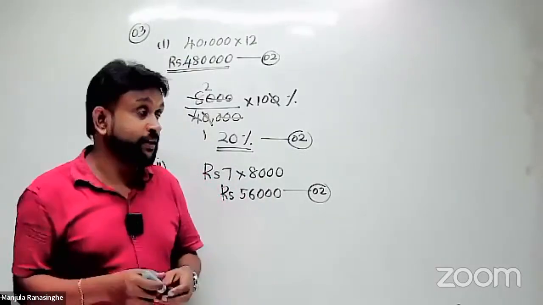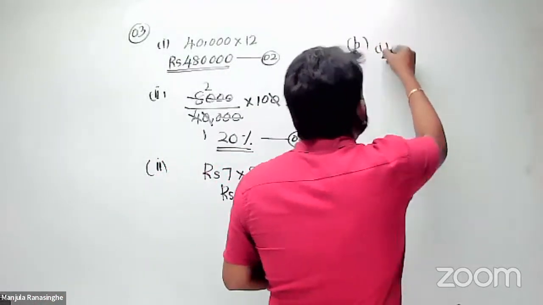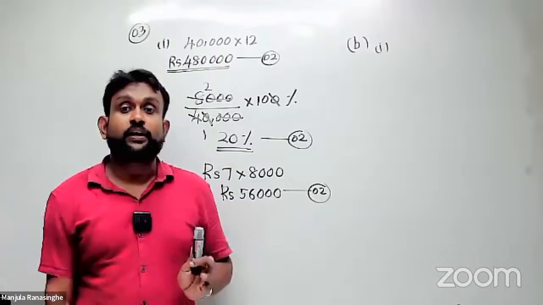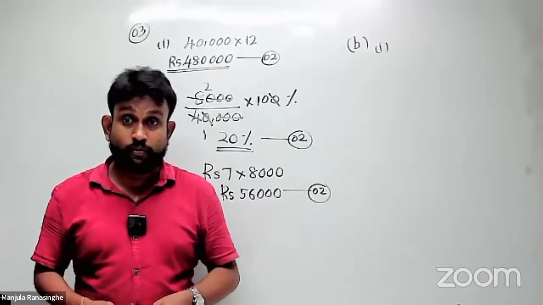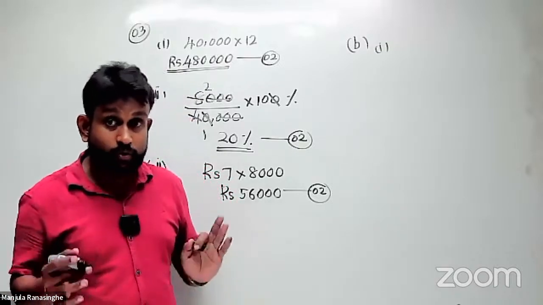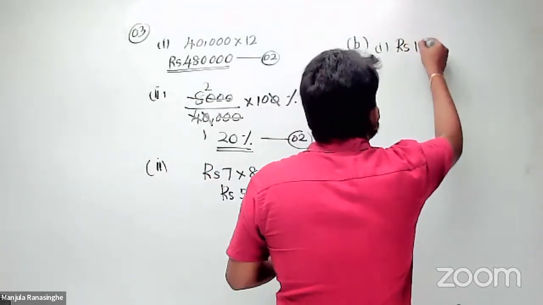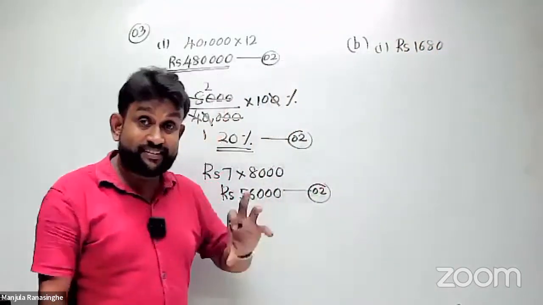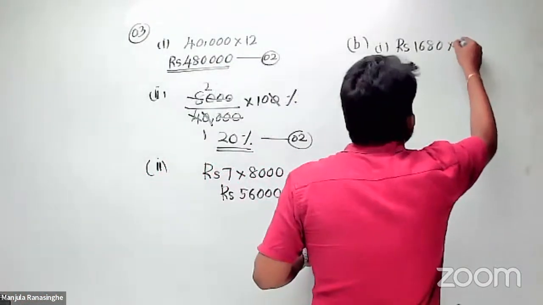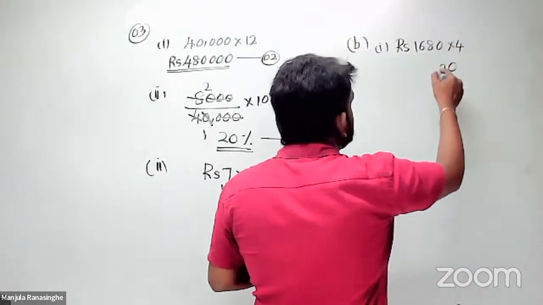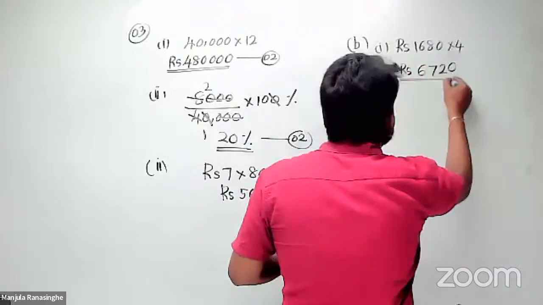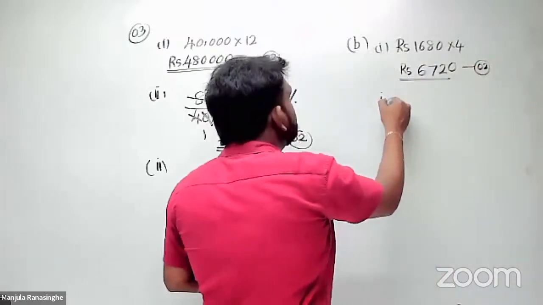Then we have part B. If rupees 1,680 of rate per quarter is charged from a house assessed value 84,000, find the annual rate charge. So quarterly rate given is rupees 1,680. Annually means there are 4 quarters. So just multiply by 4 to take the quarterly rate. So rupees 6,720. That is the annual rate.